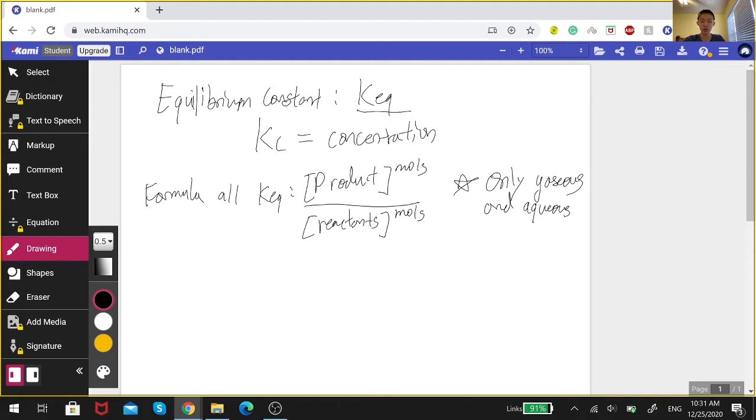And to be clear, Keq is like the general constant of all equilibrium, and Kc is a type of Keq. They generally mean the same thing. All Keq is going to use this formula, so to calculate the concentration at equilibrium, we're also going to use this formula.